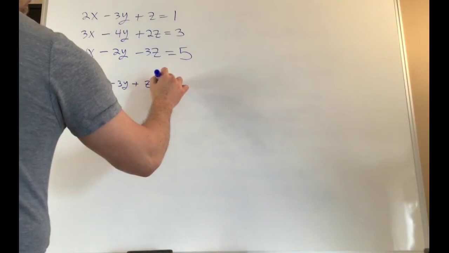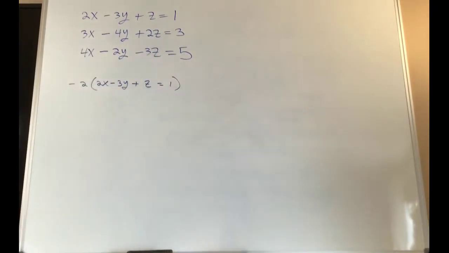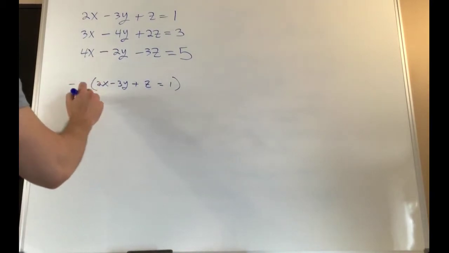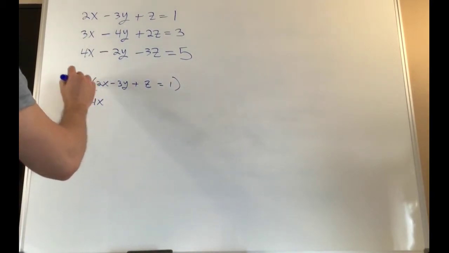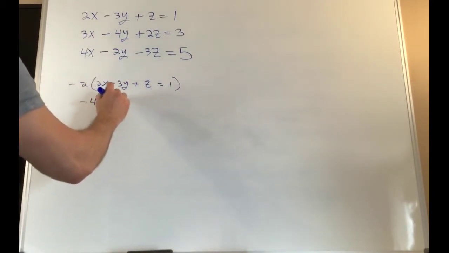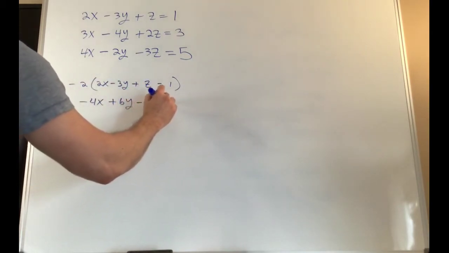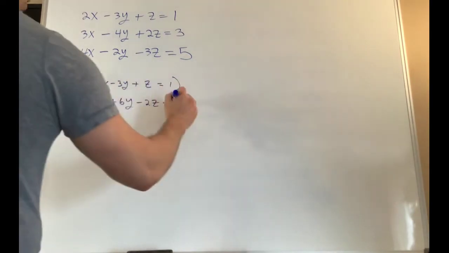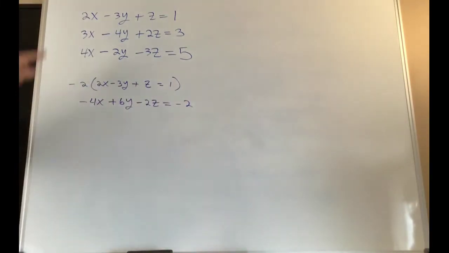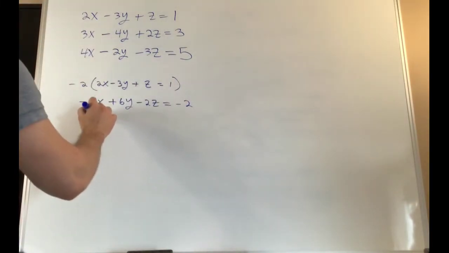Why am I doing that? I want to eliminate Z, so I need the same number in front, but the different sign. Watch your signs here. -4, negative and negative make positive. -2 times Z. And don't forget, -2 times 1. Now I'm going to take the middle one and write it underneath.